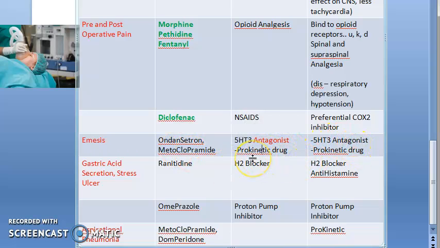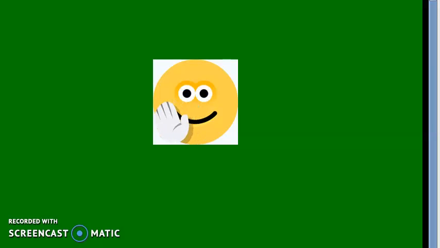Metoclopramide is actually a prokinetic drug. It hastens the gastric emptying. So obviously emesis effect will be less. Okay. So what did you understand now? For an antiemetic effect, you will give ondansetron, metoclopramide. They may be used to control vomiting. Acute dystonias and extrapyramidal symptoms, EPS symptoms are the main side effects of metoclopramide.